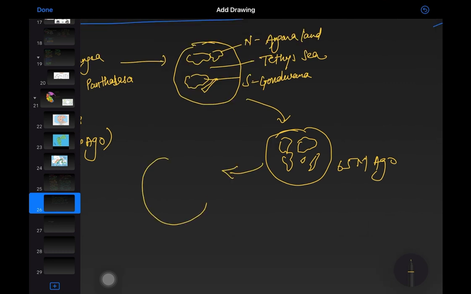Finally, the present-day Earth, which we can make like this. This is North America, then South America, Africa. This is Greenland, Australia. So we can make this diagram. No, this is not accurate, but diagrammatic representation is essential for our answer writing.